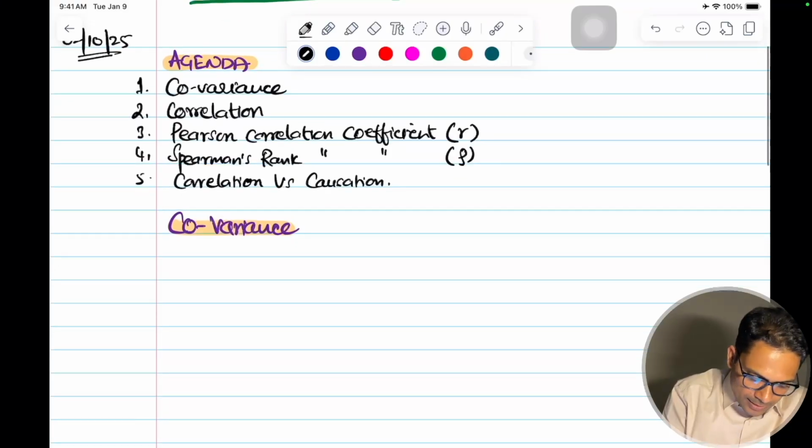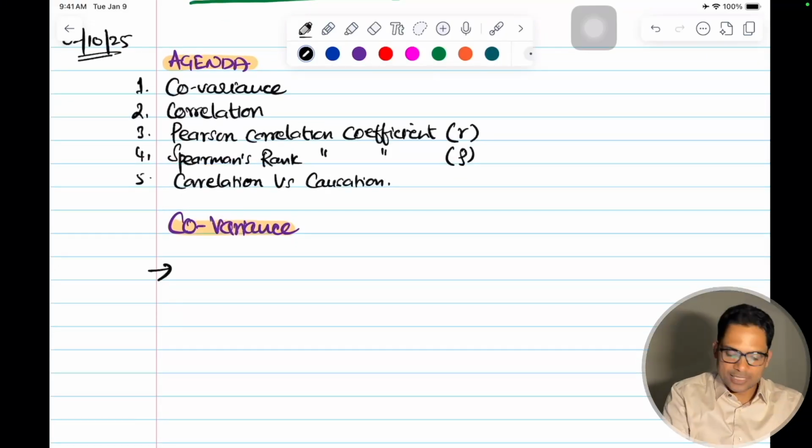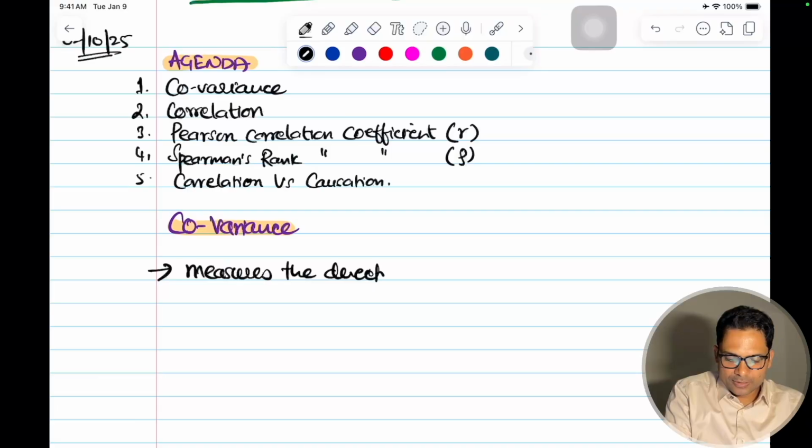So covariance measures the direction of linear relationship.